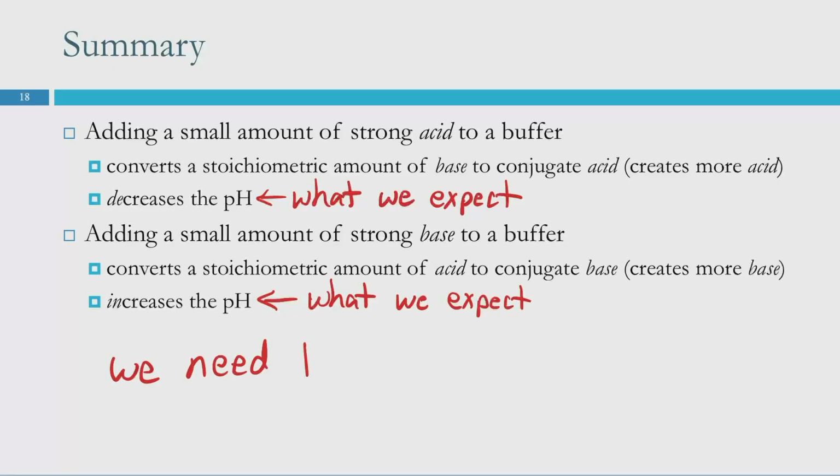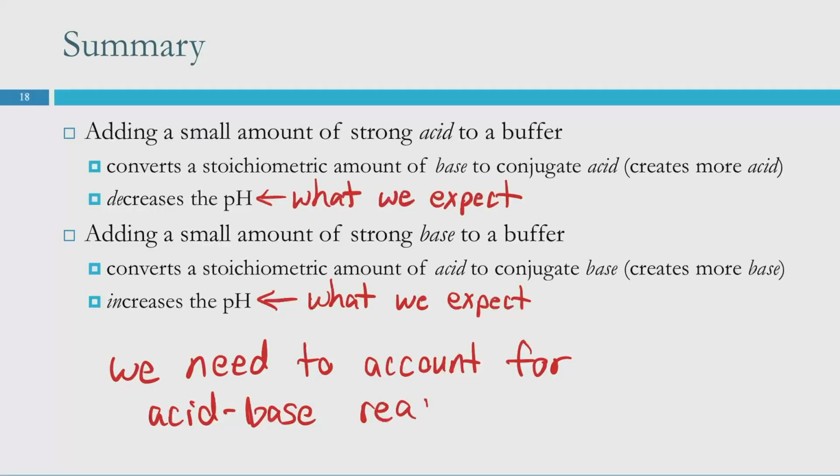We just need to account for the reaction. So we need to account for that acid-base reaction, and that's the first of those two steps. So in our stoichiometry part, we're doing the acid-base reaction, and then we do our equilibrium step like we've done with ice tables before or with the new Henderson-Hasselbalch equation.